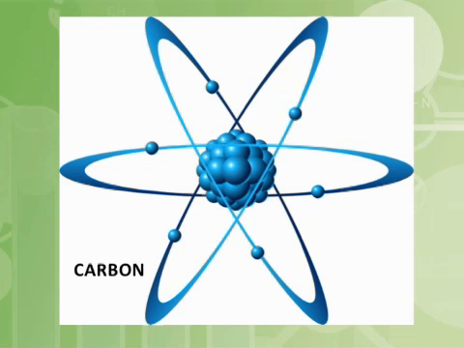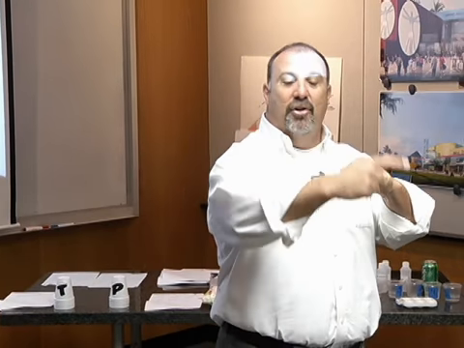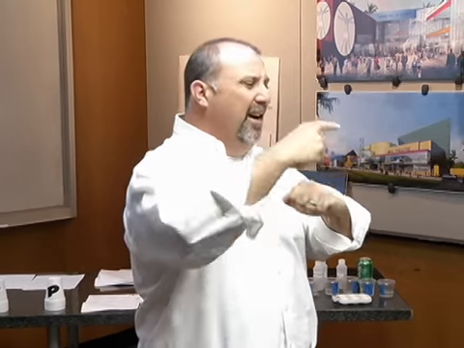Now, the historic view of an atom is something like this. This is a carbon atom, in the solar system model. Inside of our atom we have something called a nucleus, and inside the nucleus we have our protons and our neutrons. Then going around that we have our electrons zooming around, almost like a planet. That isn't the most current view of atoms.